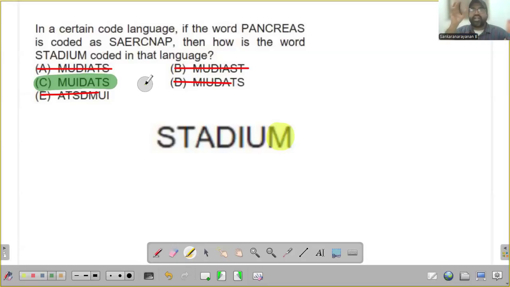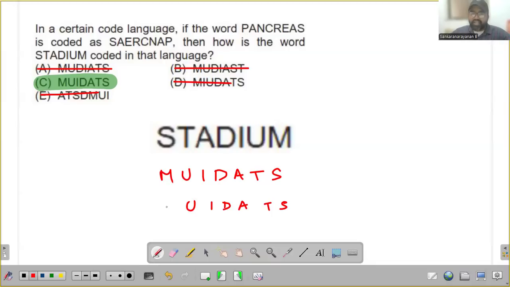So when you apply this strategy and continue to apply it, you can save time. The general method is that people look at this word stadium and write it MUIDATS. Some people will write it MUDIATS. Some people will even write STADIUM like that, and then they will check the options and finalize the answer.